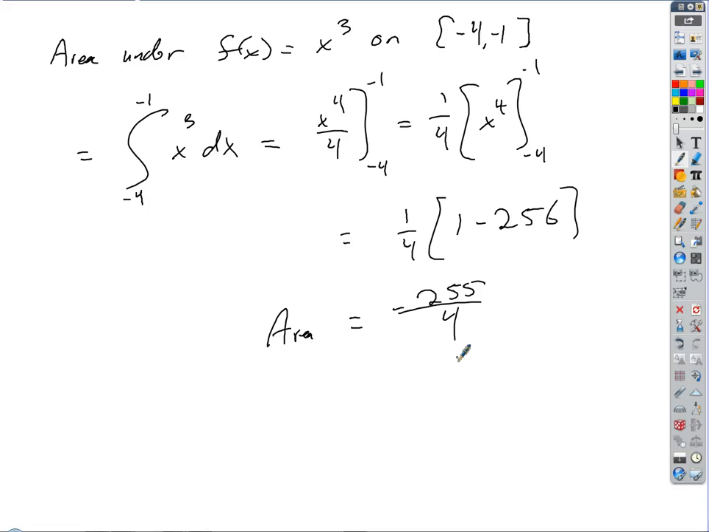Okay, but what's with the negative sign? Because it's below the x-axis. How is area negative? Because it's under the x-axis. Yeah, it's under the x-axis.